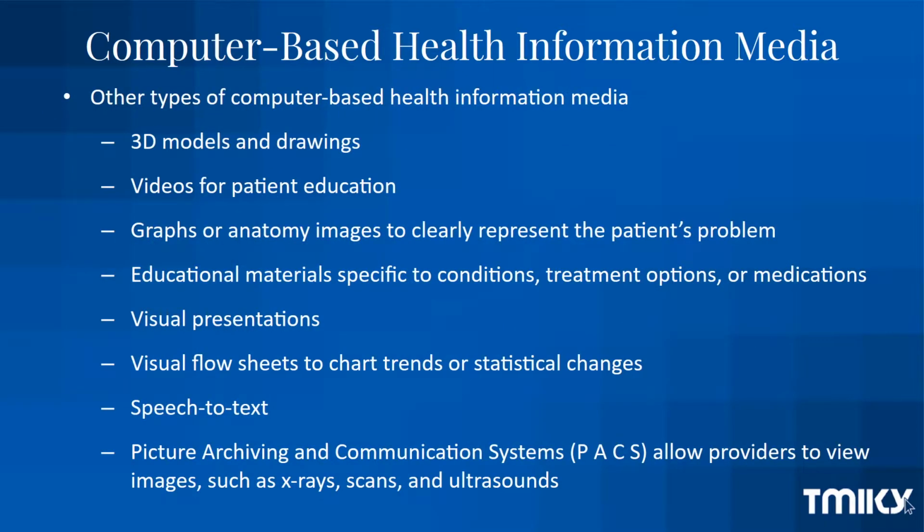One great thing about technological advancements is that it gives us access to information in different ways. Other types of computer-based health information media include 3D models and drawings, videos for patient education, graphs, or anatomy images to clearly represent the patient's problem, educational materials specific to condition, treatment options, or medications. Other media also includes visual presentations, visual flow sheets to chart trends or statistical changes, speech to text, and picture archiving and communication systems known as PACS, which allows providers to view images such as x-rays, scans, and ultrasounds.